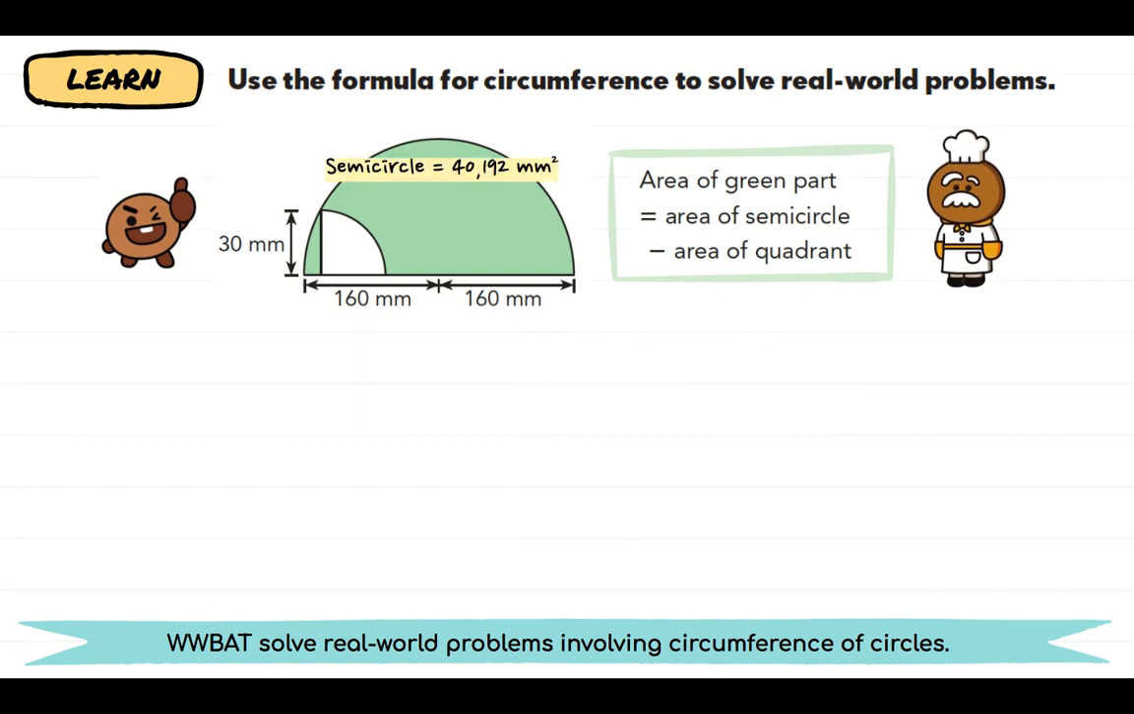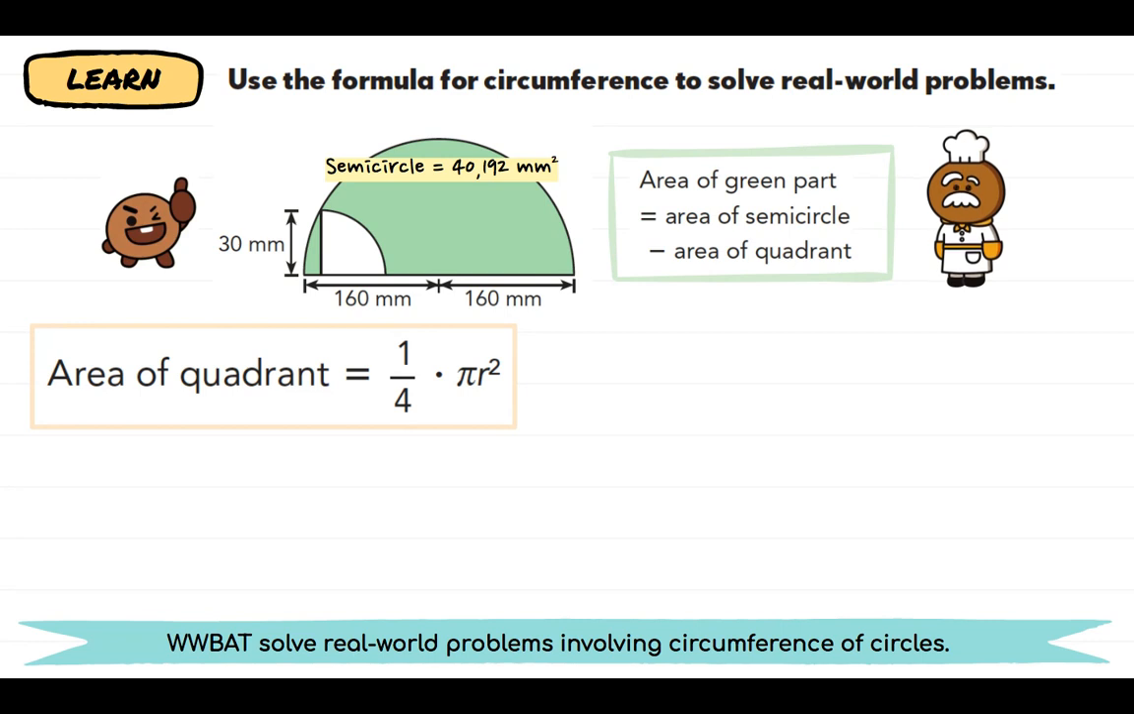Now that we have the area of the semicircle, we are going to find the area of the quadrant. Now, quad means 4, so the area of a quadrant is actually 1/4 of a circle. In this case, the radius is 30 millimeters. So imagine this is 1/4 of a circle. This line segment goes from the center of the circle to the outer edge of the circle. Therefore, this is the radius of the quadrant.